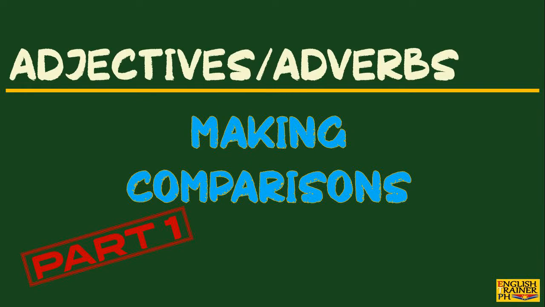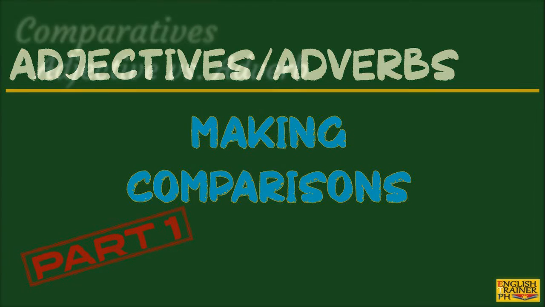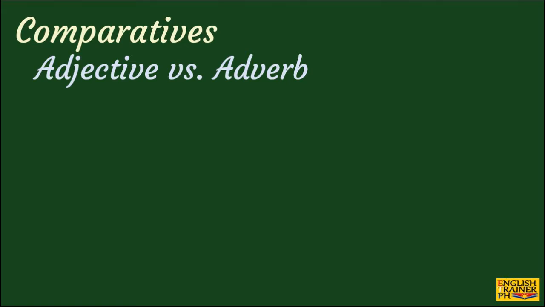Today's lesson is all about making comparisons using adjectives and adverbs. Many people get confused between an adjective and an adverb. An adjective is really a word that describes a person, place, or thing, or it modifies a person, place, or thing. An adverb, on the other hand, is used to modify a verb, which is an action.